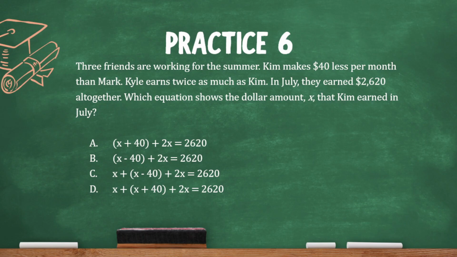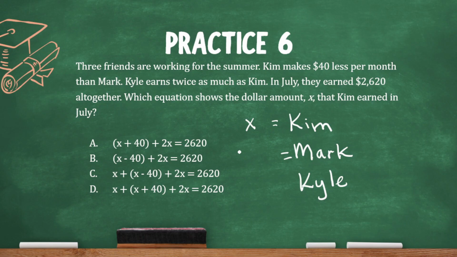So look at the answer choices here. We don't actually have to solve the problem, we just have to set it up. So that saves us some time to realize that right now. Now we're solving the problem for X, which is what Kim earned. So let's just say that X is what Kim earned. So we've got to find out what everyone else makes. So we've got Mark and we've got Kyle. So if Kim makes $40 less per month than Mark, then that means Mark makes $40 more than Kim, right? So Mark would be X plus 40.